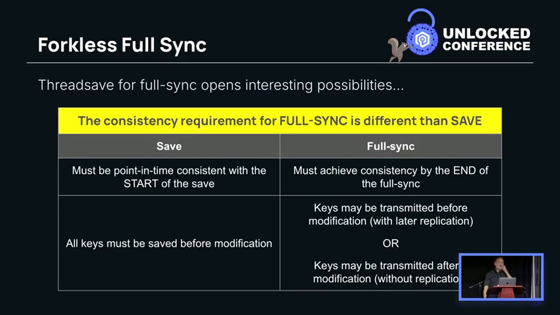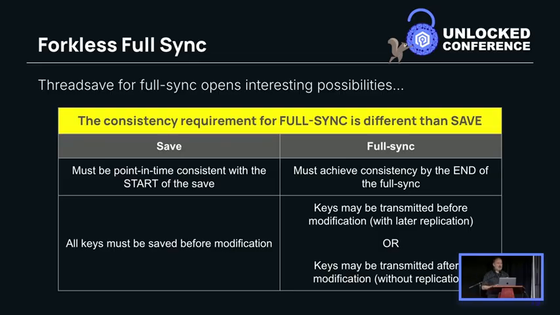So full sync is exciting because the consistency requirements are different. In a snapshot, we have to be consistent from the moment of the snapshot. But in a full sync, we have to achieve consistency by the end of the sync. At the end of the sync, the primary and the replica have to be in sync, but we don't have this single point where we have to be consistent at the beginning.